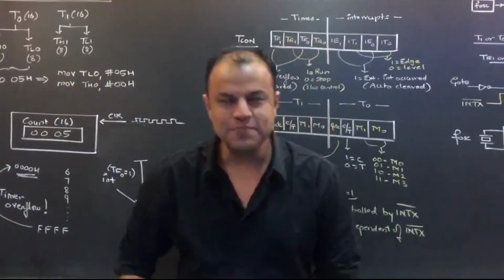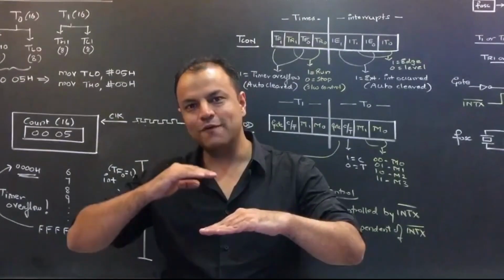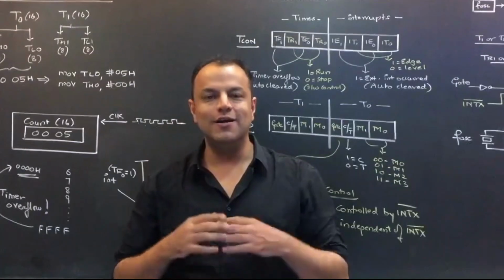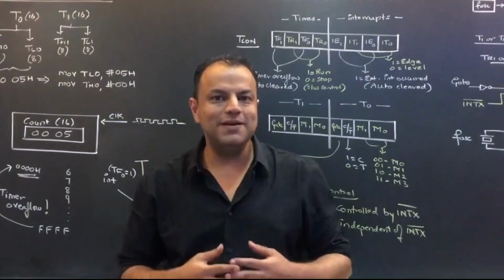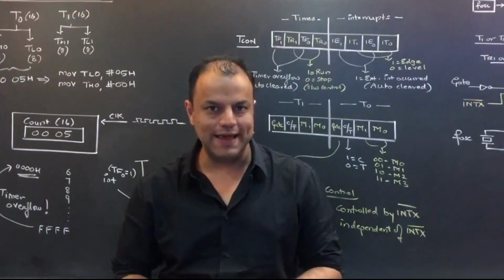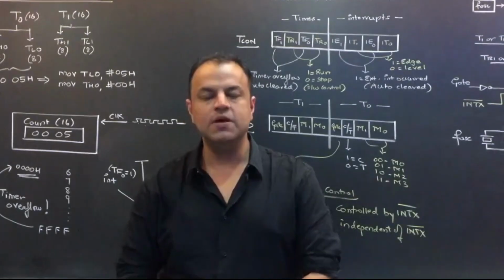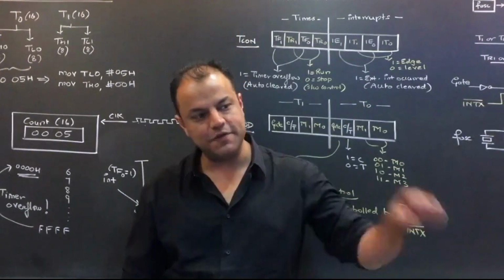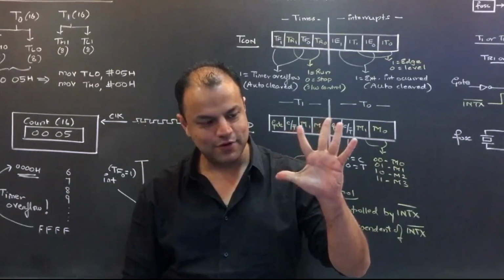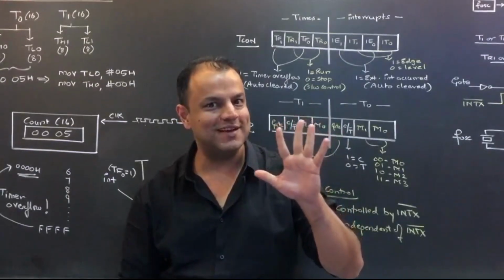I'll say this again. Suppose you want to count 5 pulses. You load FFFF minus 5 plus 1. That means FFFF minus 4. Now F is 15. 15 minus 4 is 11. 11 is B. You know A is 10, B is 11. That means you are loading FFFB. So what will happen after the first pulse? It will become FFFC, D, E, F, overflow. Exactly after 5 pulses it will overflow. Please tell me, did you understand this point?